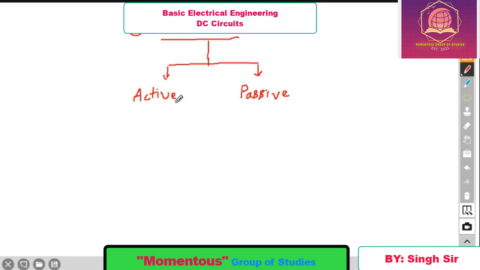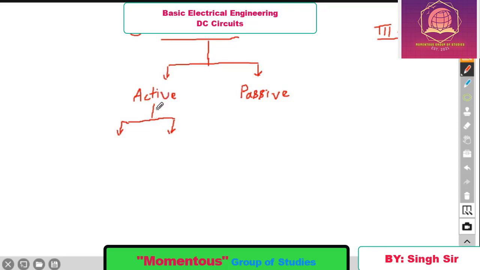From the name itself, you could think that active means which can provide energy to the circuit. The elements which can provide energy to the circuit will be known as active components. And what will be your passive components? Your active components are actually divided in two parts: dependent and independent sources. In our syllabus, we have only independent sources, not dependent sources. So I'll exclude them from these components.